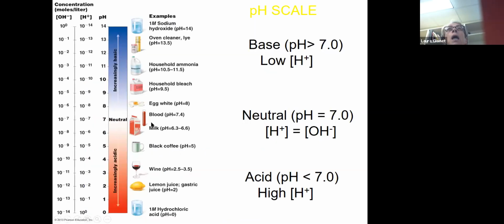But anyway, here we have the scale on a vertical axis, and we see common household items that fall into those pH ranges.